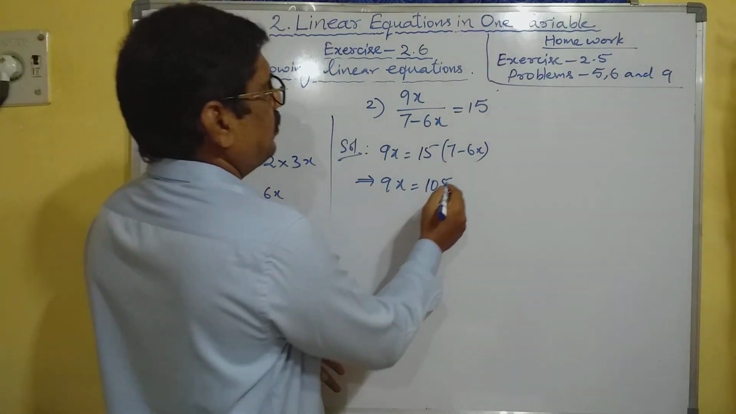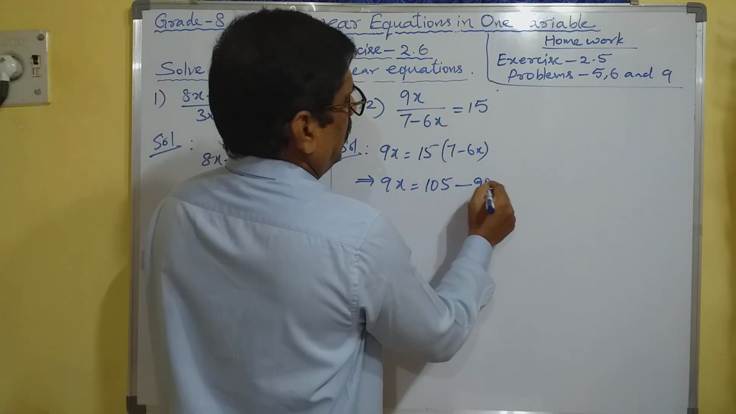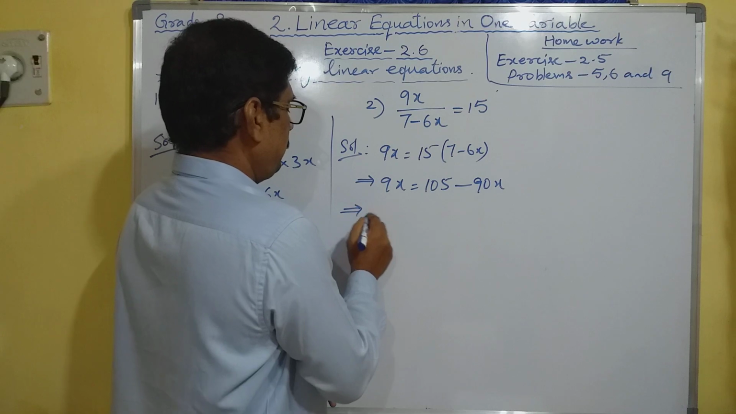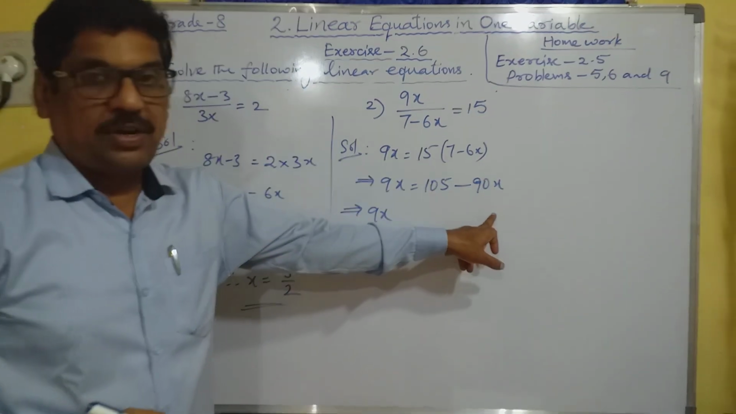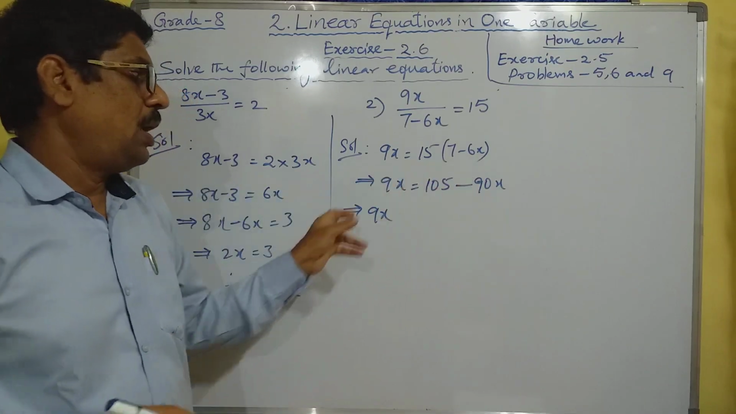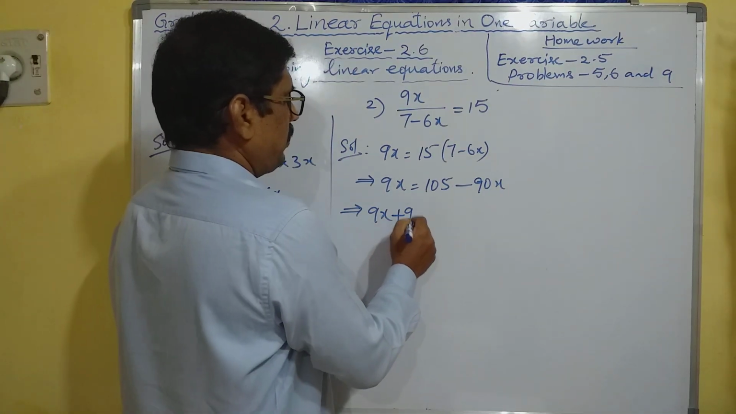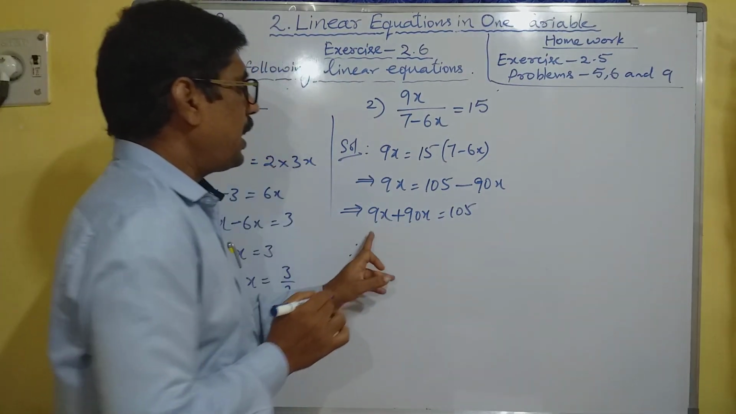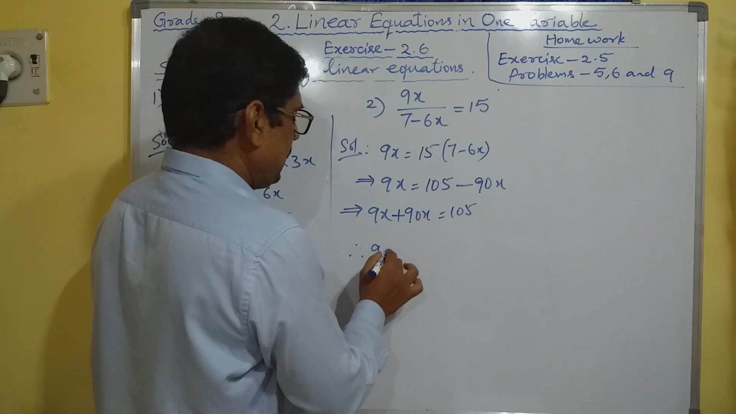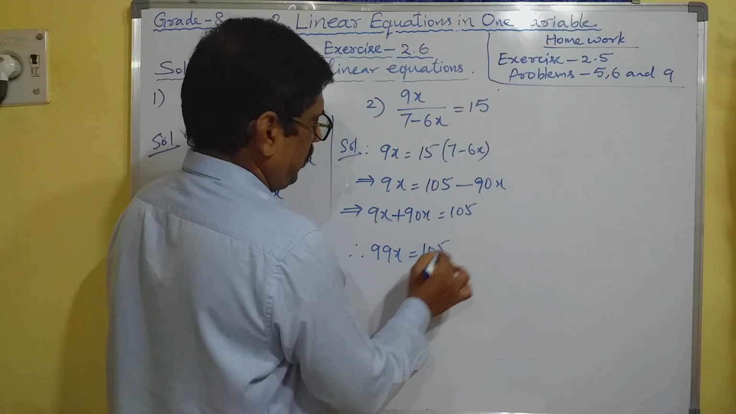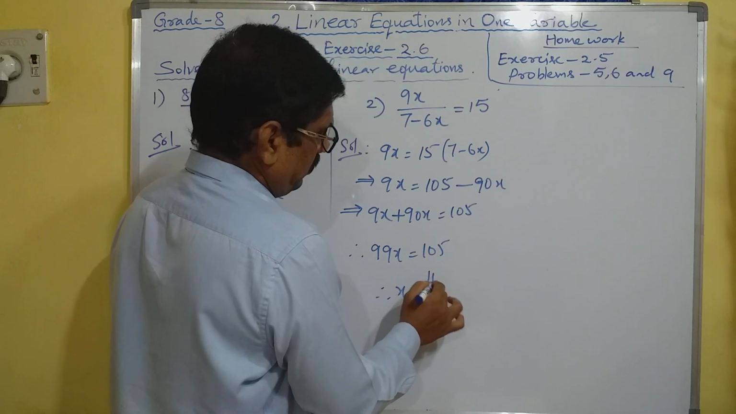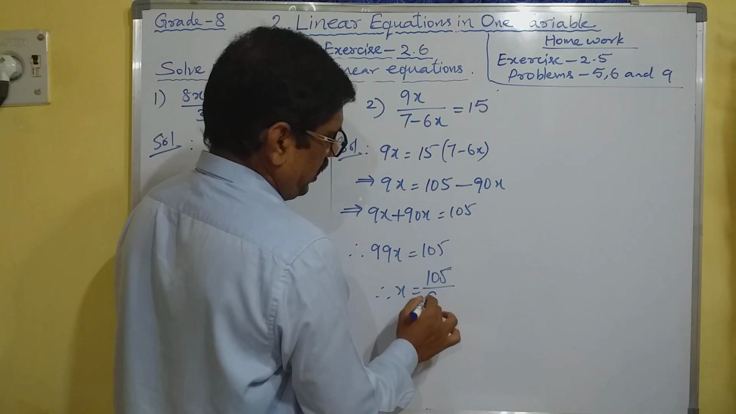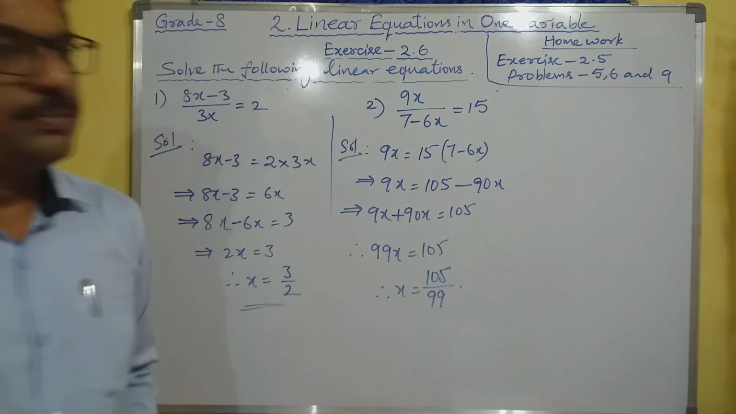And minus 15 into 6x, that is 90x. Now this implies 9x is equal to 105 minus 90x. Let us transpose minus 90x into LHS, then it will become plus 90x is equal to 105. Therefore, 9 plus 90, that is 99x is equal to 105. Therefore, x is equal to 105 by 99.